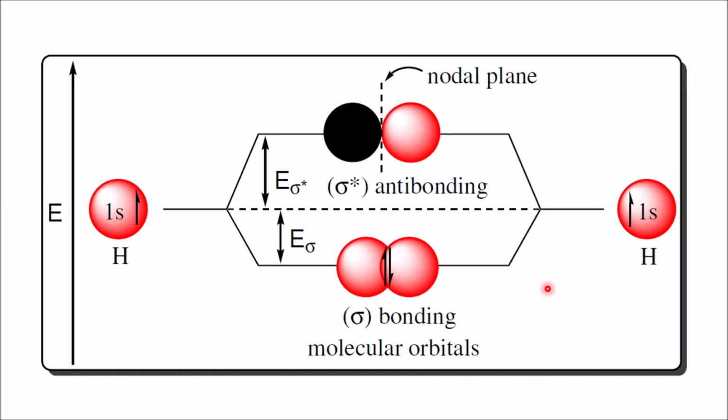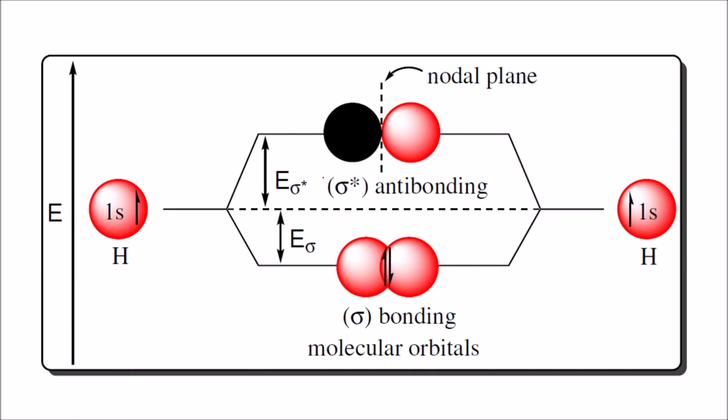Now this is a very basic example, that is a 1s orbital combining with a 1s orbital. Now when 2 atomic orbitals are combining, it gives rise to 2 molecular orbitals. Now there is one lower energy molecular orbital that is called a bonding molecular orbital, that is more stable because it is lower in energy. And then there is a higher energy molecular orbital that is called anti-bonding.